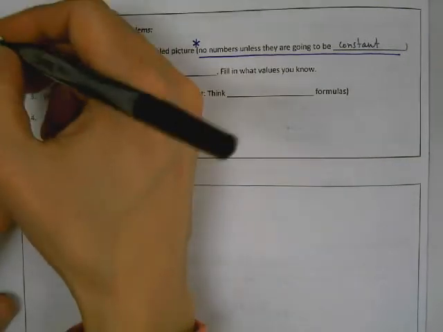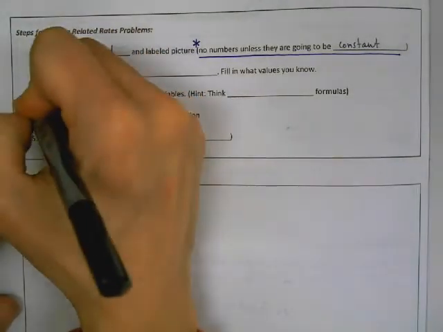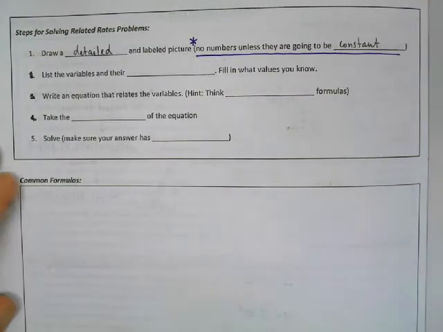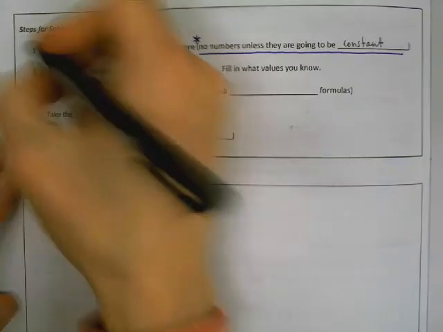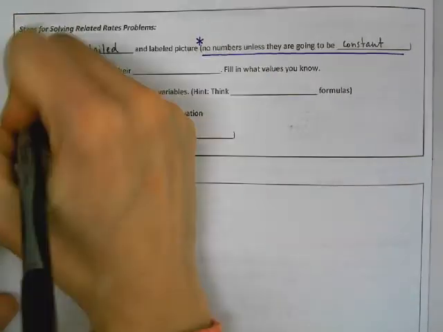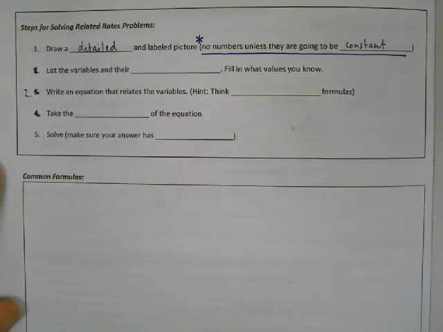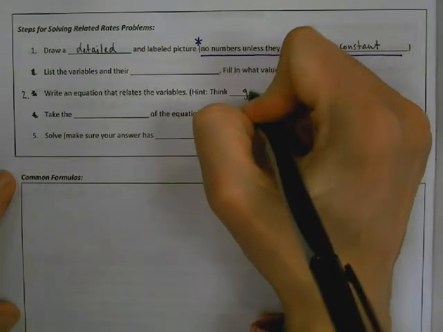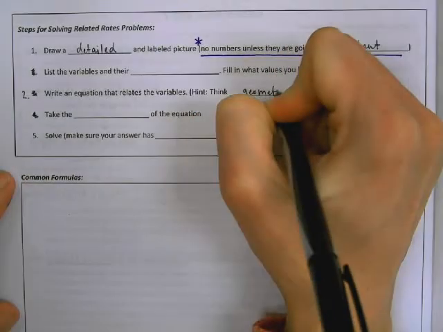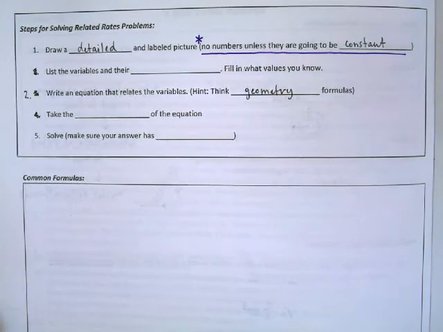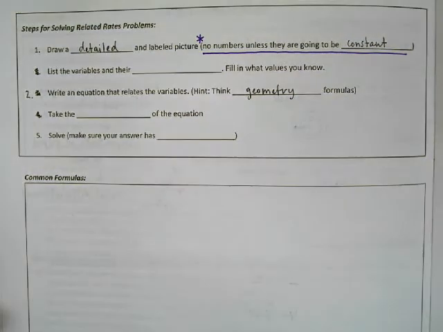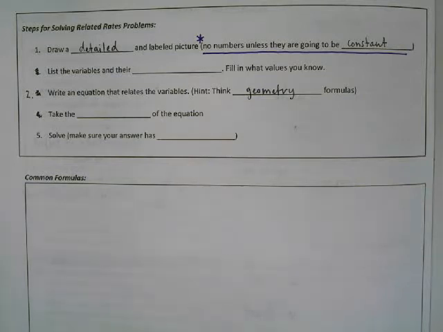Now here's where I vary a little bit, is in the middle here. So I'm going to scratch these out. The next thing I like to do is actually step 2. And I like to write an equation that relates the variables. And so our hint here is to think geometry formulas. And we'll actually be using the space below to keep track of formulas as we go through more and more problems. Because again, these are formulas you're going to have memorized. These will not be provided for you.